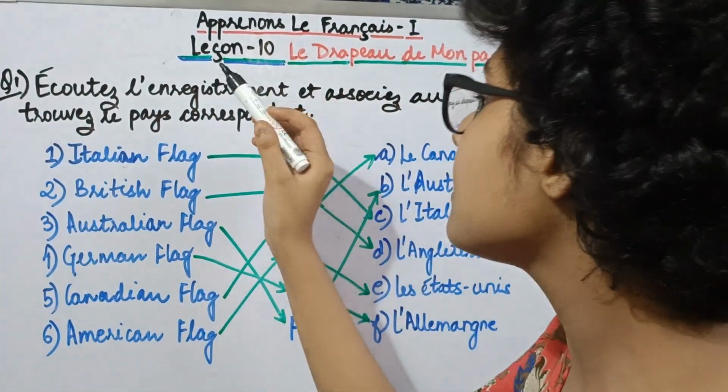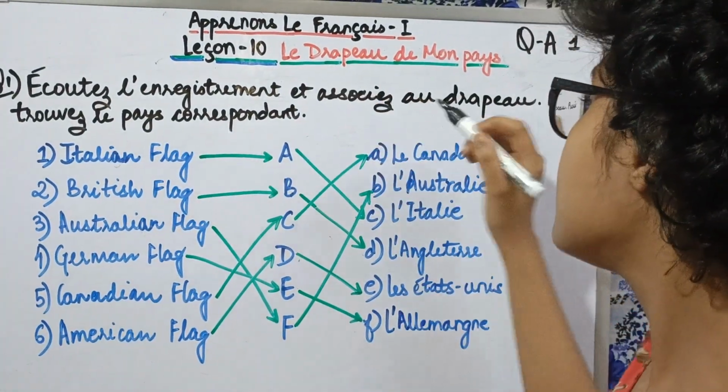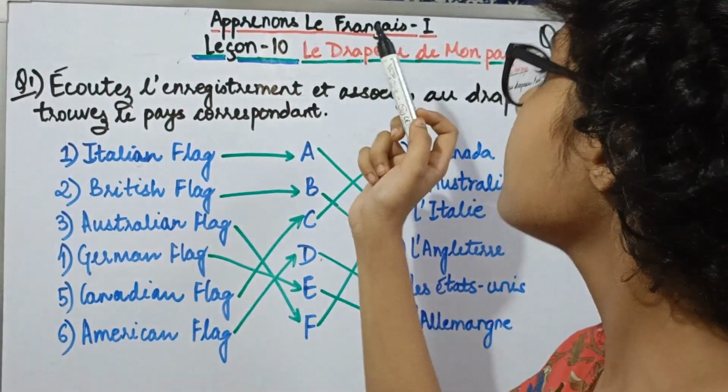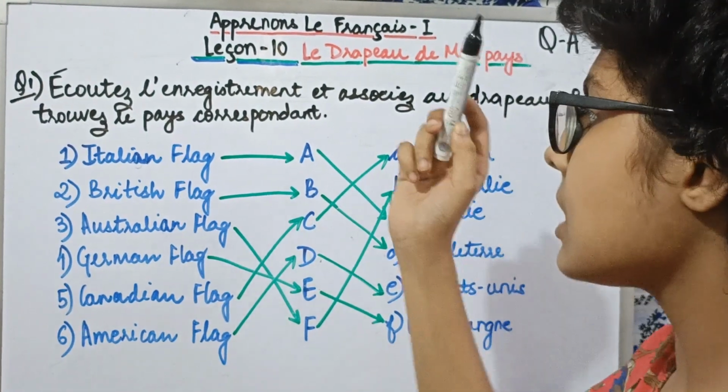Today we are going to start with the Q&A part 1 of lesson number 10, that is Le drapeau de mon pays. It means the flag of my country. It is the last lesson of Apprenons le français part 1, which is published by Saraswati House. So let us start with it.